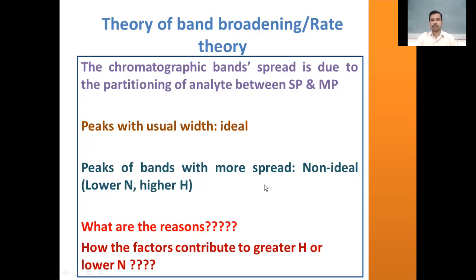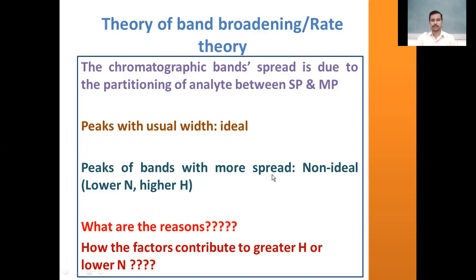If the width is more, that is more spread. If the band is spread to a maximum extent, then we can say the chromatographic peak is non-ideal. This non-ideality leads to a lower number of theoretical plates or a higher height of the theoretical plate, which ultimately affects the column efficiency. So column efficiency will be suppressed as the number of theoretical plates becomes lower, or as the height equivalent per theoretical plate becomes more. So what are the reasons for this?